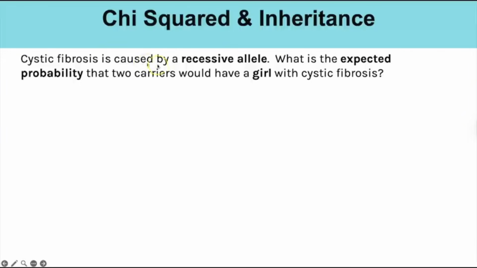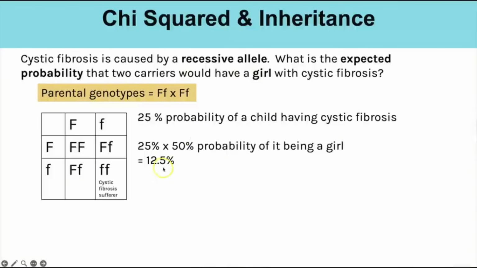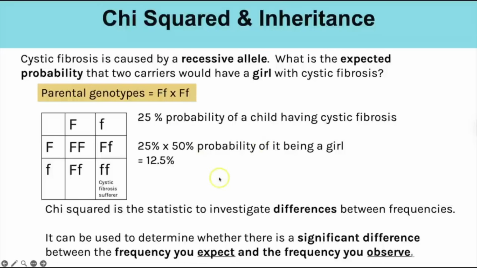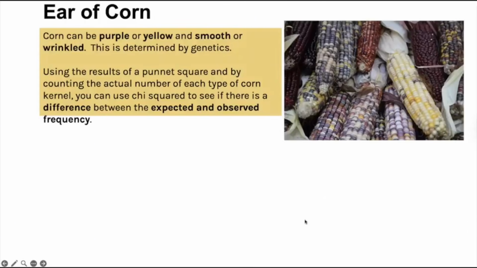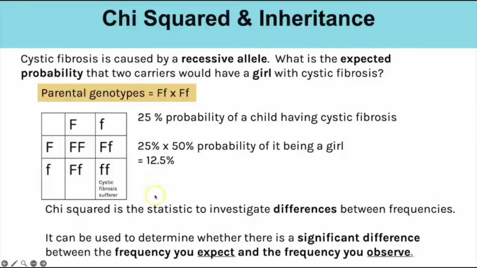Going back to what we did at the start, cystic fibrosis caused by a recessive allele. We said we expected there to be 12.5% probability of it being a girl with cystic fibrosis. We could then actually look in the offspring and count what proportion did have cystic fibrosis and were a girl, and see what we expected. Is that significantly different to what we observed? Now, you wouldn't usually do that with humans because there's not going to be a large enough sample of the offspring from those 2 parents for it to work.